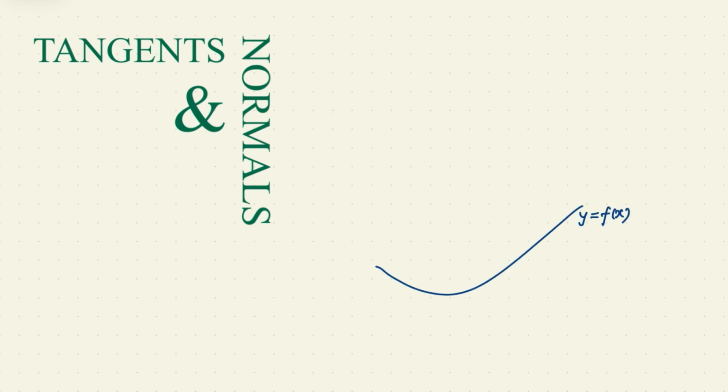For that, let us assume a graph of a function y equals f(x), and if I choose a point P here whose coordinate is (x1, y1), and let's make a tangent on this point. So here's my tangent at point P. This point P is called the point of contact.